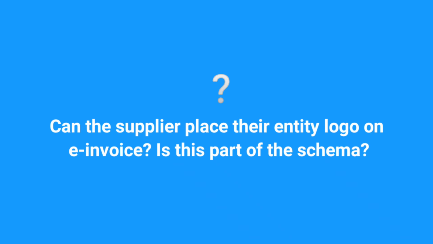Can the supplier place their entity logo on e-invoice? Is this part of the schema? Elements of invoice which are internal to business, such as the company logo, etc., are not part of e-invoice schema. After reporting invoice details to IRP and receipt of the IRN, at the time of issuing invoice to receiver, for example, generating as PDF and then printing as paper copy or forwarding via email, etc., any further customization, that is insertion of company logo, additional text, etc., can be made by respective ERP, billing or accounting software providers.